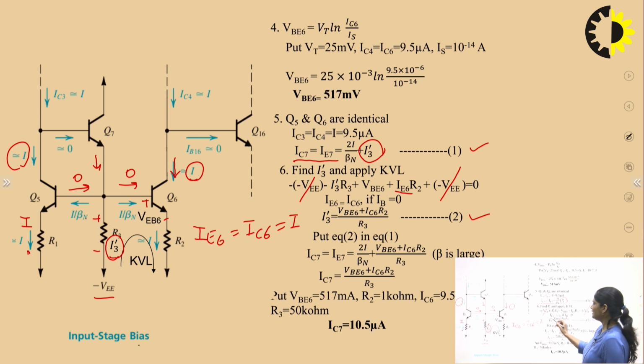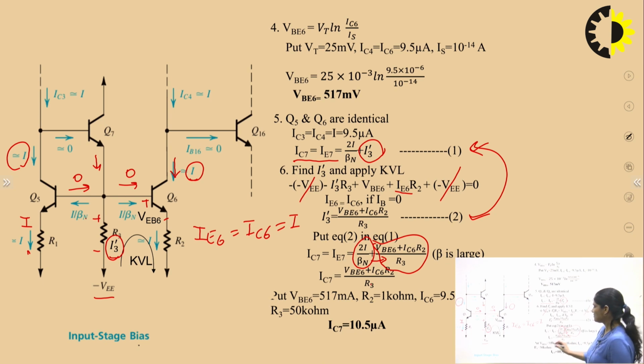This is IE3 dash. So put this in equation 1, and we will get IC7 is equal to IE7 is equal to 2I upon beta plus this I3 dash. And here if beta is very, very large, it means 2I upon beta is equal to 0. So IC7 is how much? IC7 is VBE6 plus IC6 R2 upon R3.